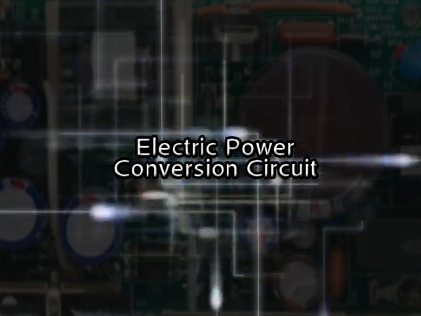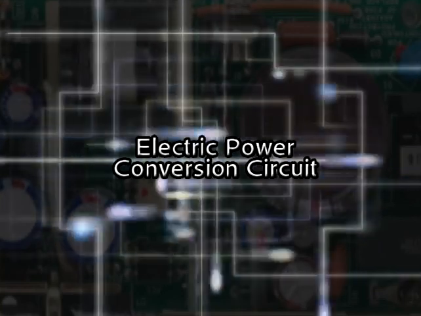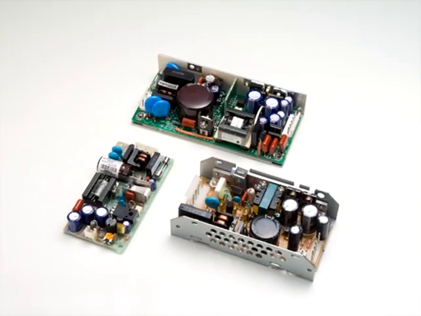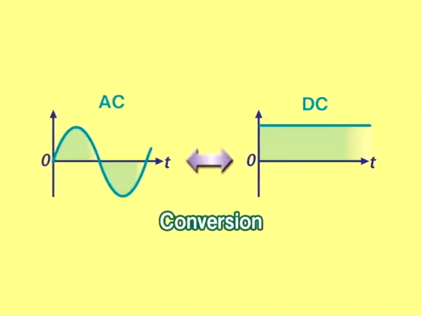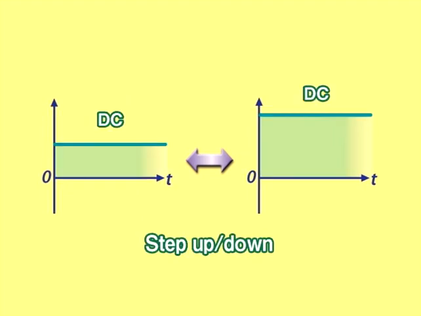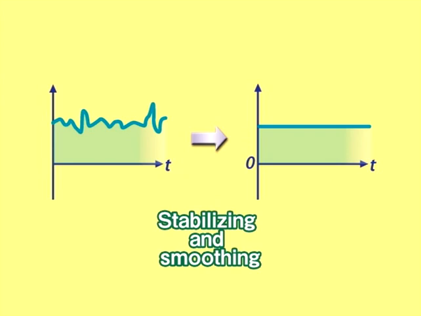Electric power conversion circuits are used to accommodate differences between the types of electric power being generated and consumed. Electric power conversion circuits perform various roles. For example, conversion from AC to DC or from DC to AC. The stepping up or stepping down of voltage. A change of frequency. And maintaining a stable voltage.